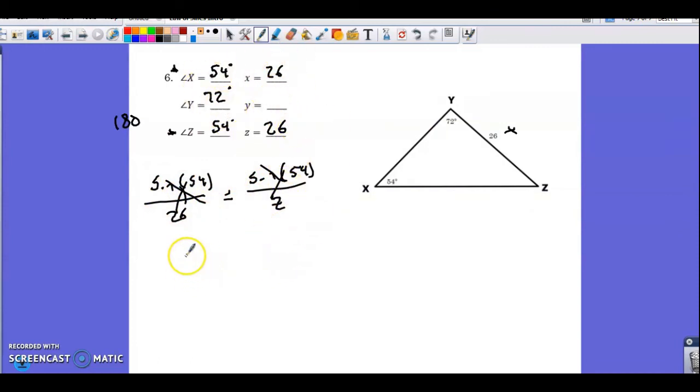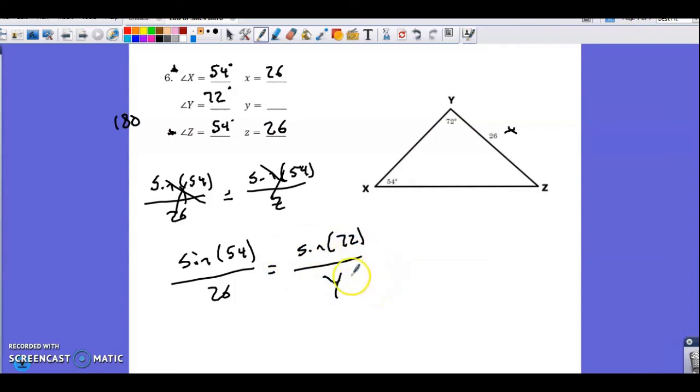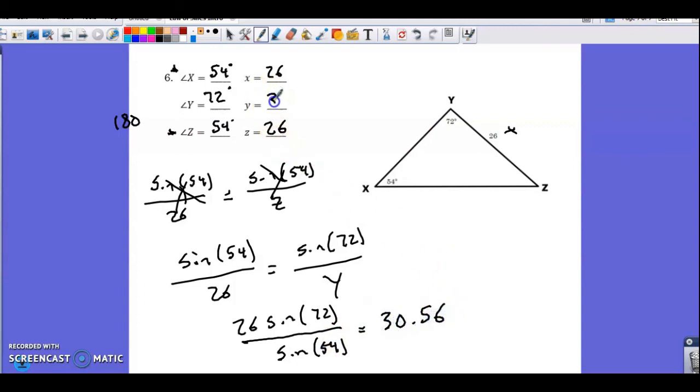All we need is law of sines, sine of 54 over 26 to equal the sine of 72 over y to get y. So 26 sine of 72 over sine of 54. Put that in Desmos and it ends up being 30.56. And the longest side has the largest angle, vice versa.